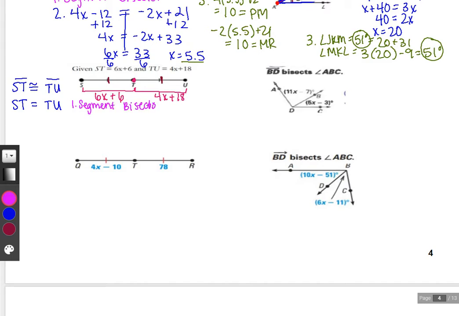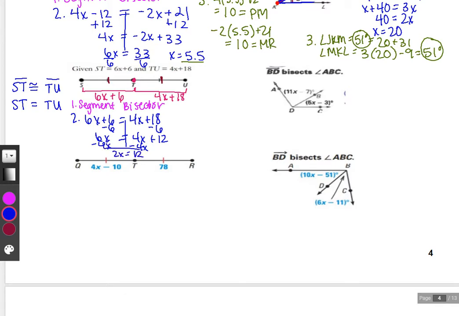We know that ST should be equal to TU, so we'll go ahead and copy that down with our expressions that we have. So 6x plus 6 is equal to 4x plus 18. Now, solving that, bring the 6 over to the other side. So you should have 6x equals 4x plus 12. Move the 4x over. We have 2x equals 12. So x equals 6.